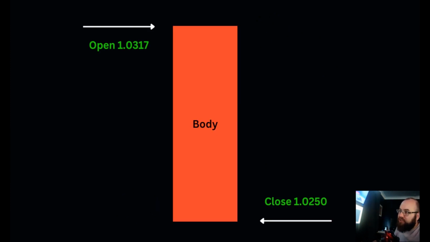It's a bullish candle. Prices are moving up. This can be referred to as a bearish candle. Price opened up here and closed down here. The closing price was lower than the opening price. Price is coming down. It's a bearish candle.